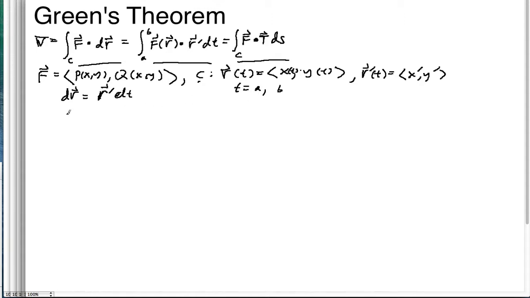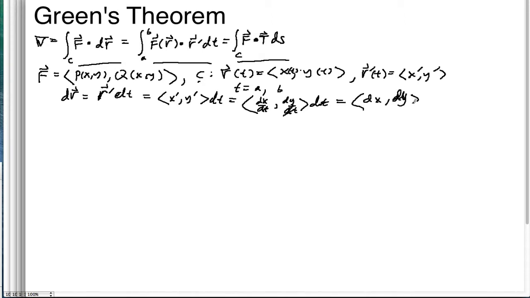So recall again that dr is equal to r prime dt. So let's write that down. That is x prime, y prime, dt, and x prime is dx/dt, dy/dt, just like that, dt. We can think of the dt's as canceling, and we're left with only dx, dy. All right, so that's another way to express the same thing.